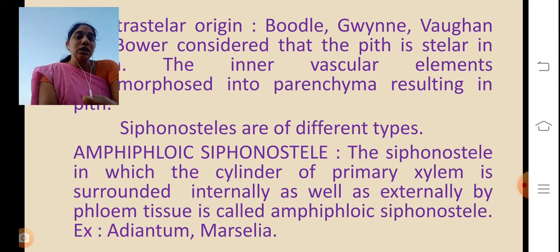So this stele is also having pith at the center. So amphiphloic siphonostele is the siphonostele which is having the phloem on either side of the xylem. So phloem is present on outer side and on inner side. At the center xylem is present. So this type of amphiphloic siphonostele we can see in plants like Adiantum and Marsilea. The pith is at the center which is parenchymatous.